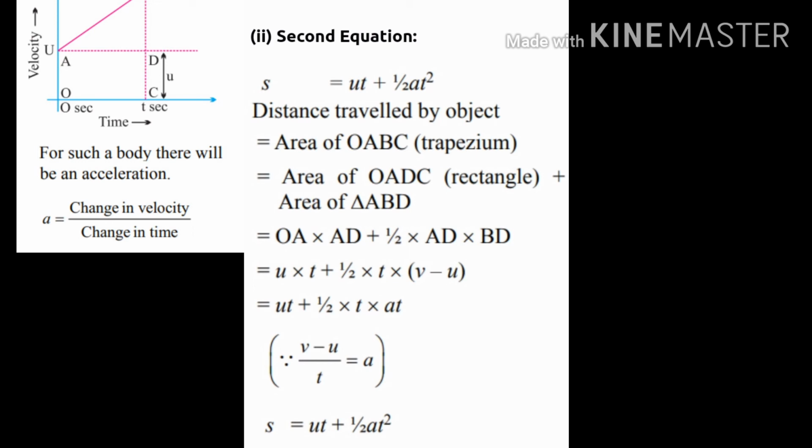Now, since we are talking about the area OADC, the area of the rectangle is equal to length into breadth. That's it, OA into AD, plus half into base into altitude, which is half into AD into BD. You can see in the diagram. So OA is equal to u, AD is t, then AD is t again, and BD is v minus u, the change. Okay, so that's how the equation comes out.